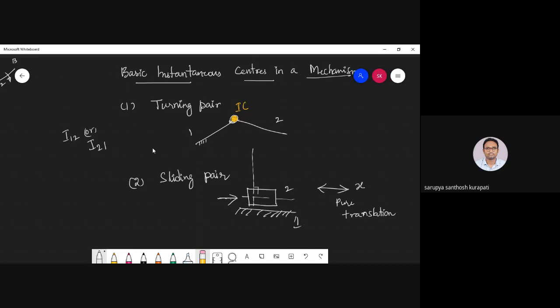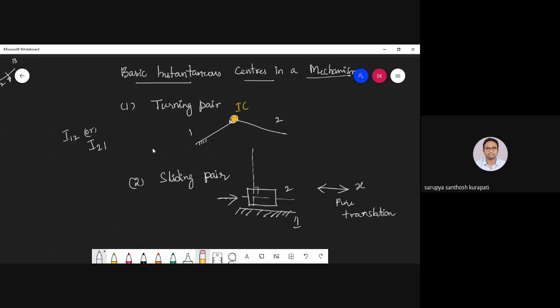It is nothing but infinite radius of rotation, yes or no? Yes sir. So at which point, if I go and stand, can I see a pure rotation? At which point? The instantaneous point, sir.